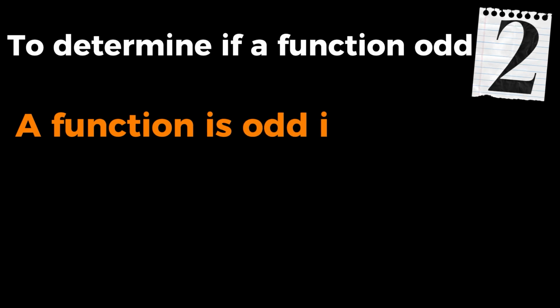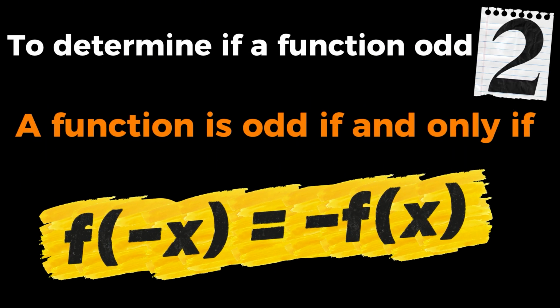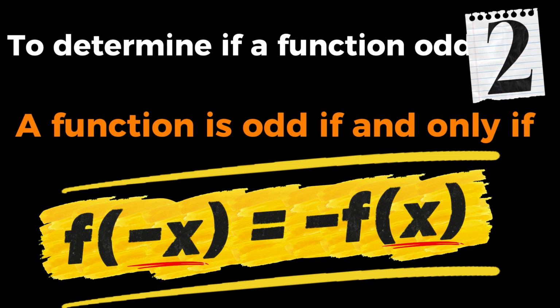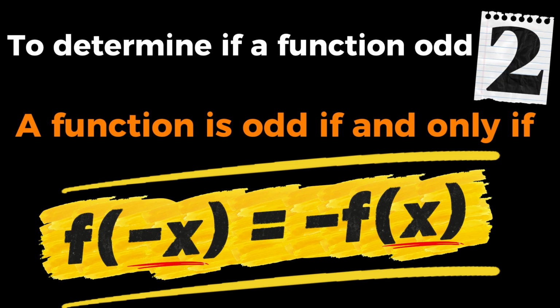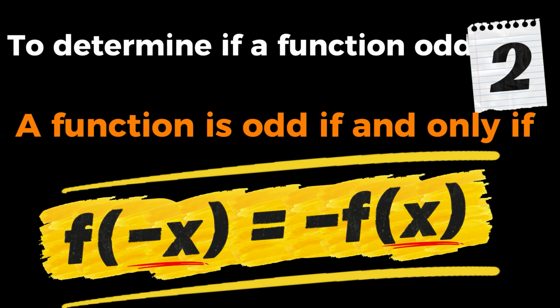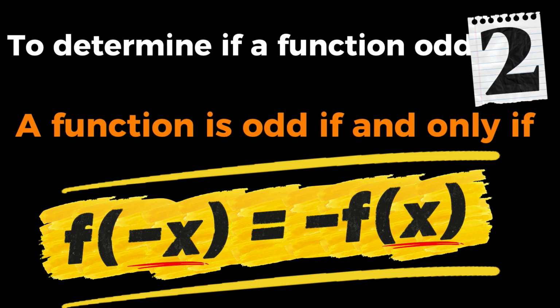Now, what about an odd function? It is very simple. A function is odd if f of negative x equals negative f of x. That is, if you replace x with negative x, then all the terms of the function change sign. And if even one term does not change sign, then the function is no longer considered an odd function.